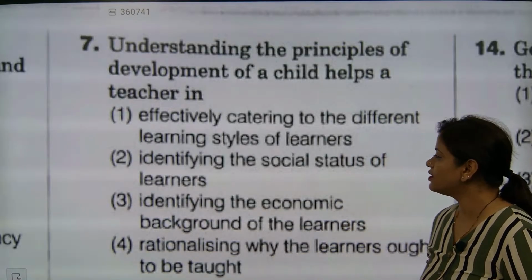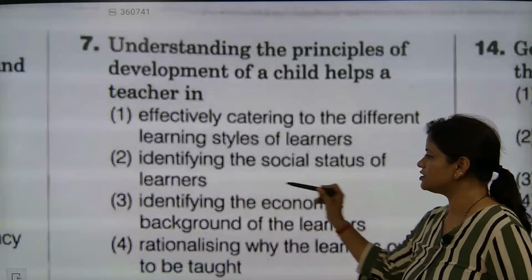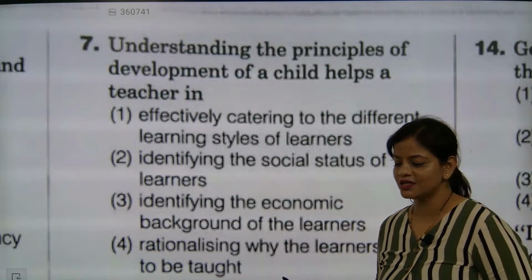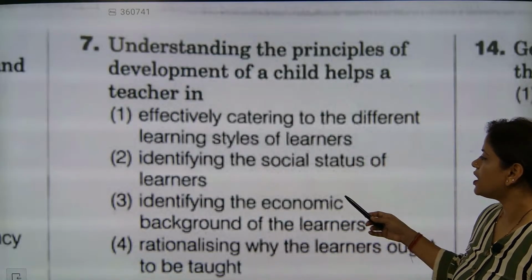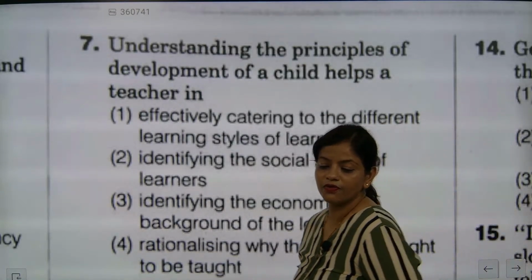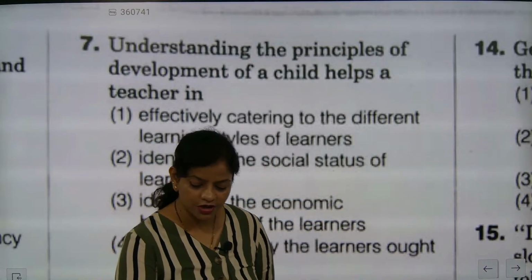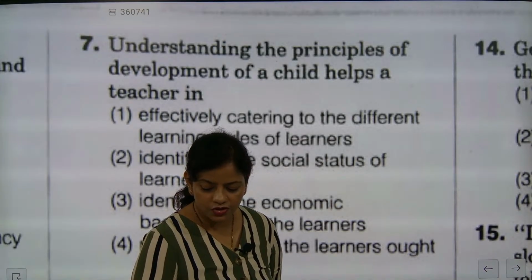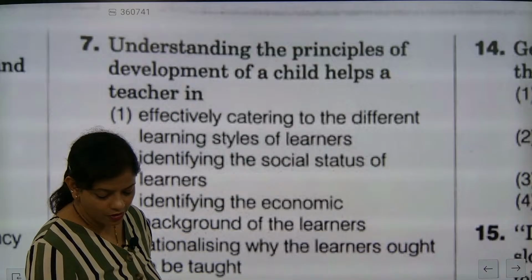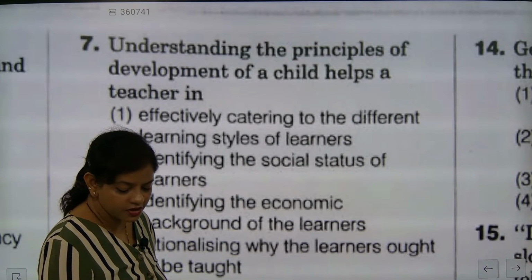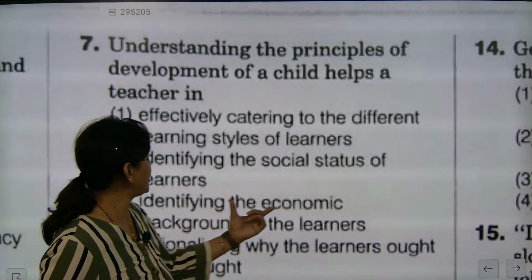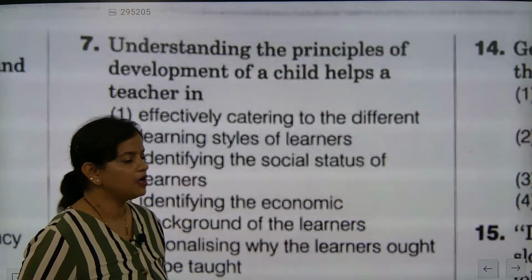Identifying the social status of the learner. Why are we going to think about the social status of a learner? Identifying the economic background of the learner is also not important for a teacher. Why should we be bothered about the social status of a person? It's not our duty. We should not be bothered about the social status of a person. I hope you have understood. So that's not needed. Identifying the economic background of the learner is not needed.